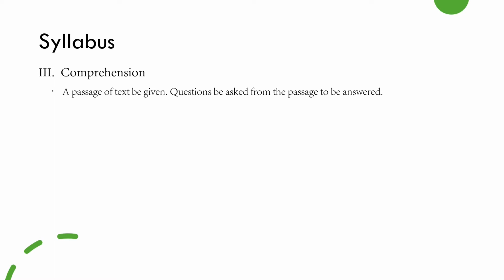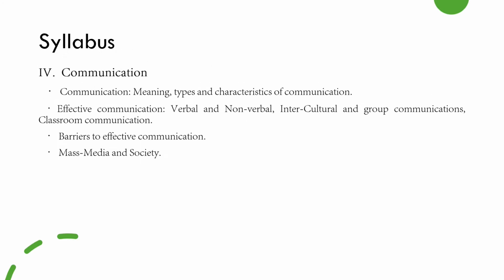The third part refers to comprehension. A passage of text will be given where questions will be asked from the passage to be answered. The fourth part of the syllabus refers to communication. Communication, meaning, types and characteristics of communication, effective communication, verbal and non-verbal, intercultural and group communications, classroom communication, barriers to effective communication, mass media, and society.